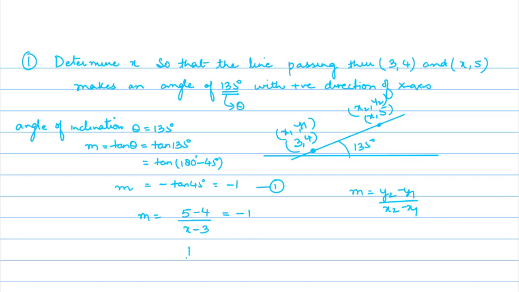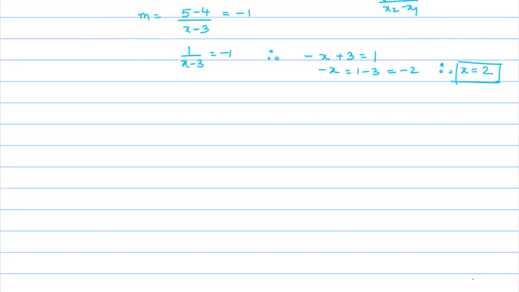Therefore, what do we get? 1 upon x minus 3 is minus 1. Therefore, cross multiplying, minus x equals 1 minus 3, which is what? Minus 2. Therefore, what is x? x is 2. Therefore, x is 2. I hope you have understood this question.